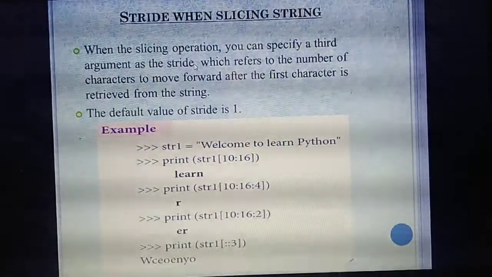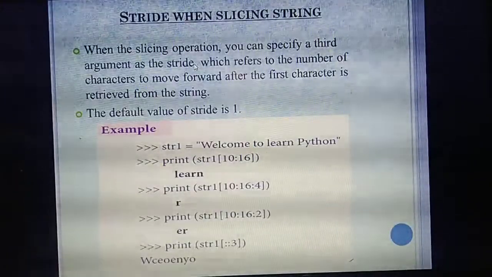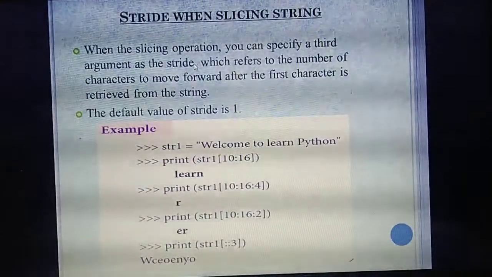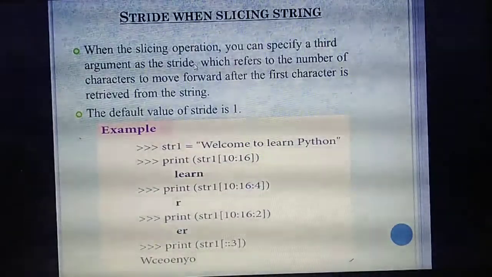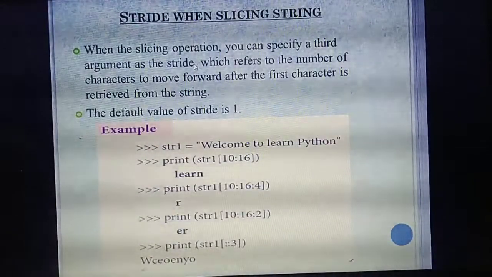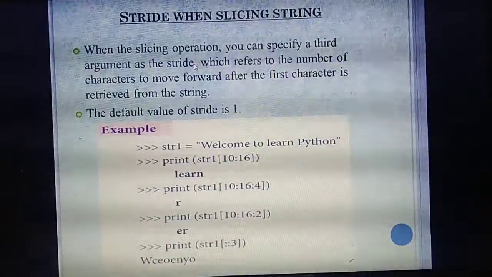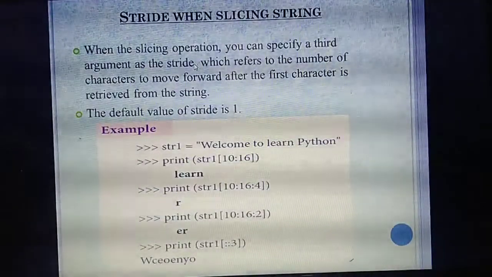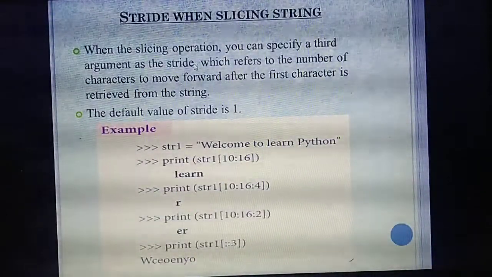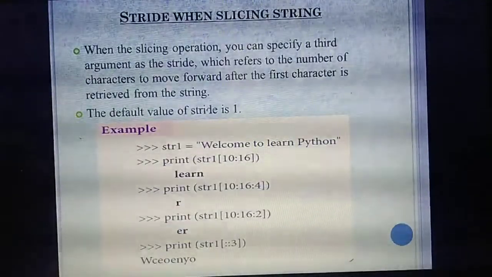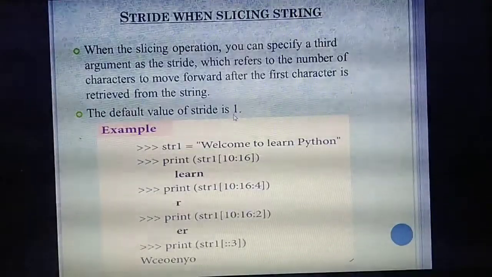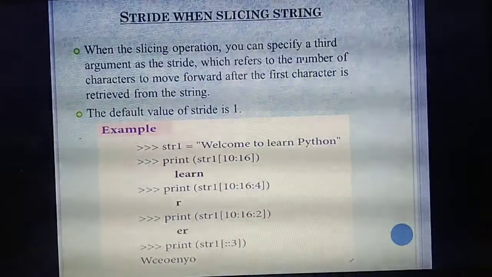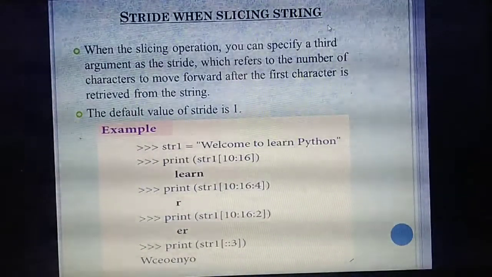So you specify some index, and from that index, how many characters need to move forward? From the value you are giving, it will move forward. Here you need to specify the value or index from 1, not 0. The default value of stride is 1. Understand? So what do you mean by stride when slicing a string?